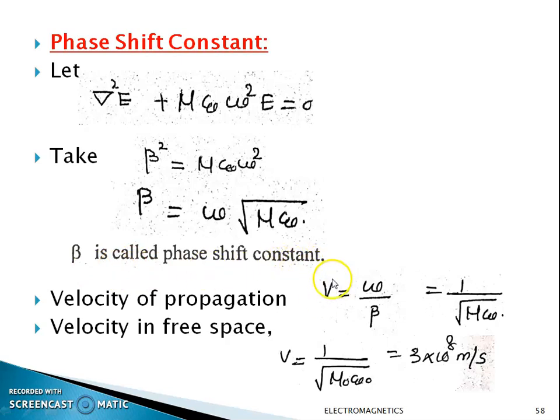And we know the velocity of electromagnetic waves depends upon the permeability and permittivity of the medium. That is, the velocity can be written as 1 by root of mu epsilon. That is, velocity can also be written as omega divided by beta. From this relation we get the velocity is equal to 1 by root of mu epsilon. And the value of this in free space is 3 into 10 raised to 8 meter per second.